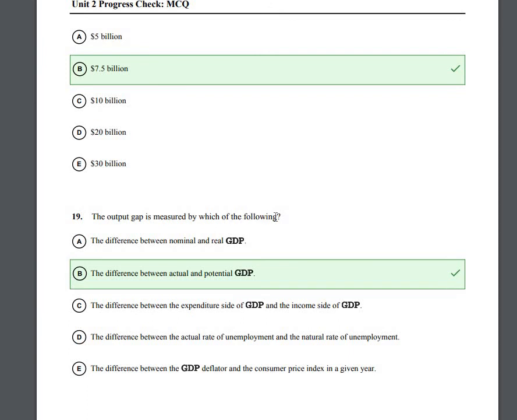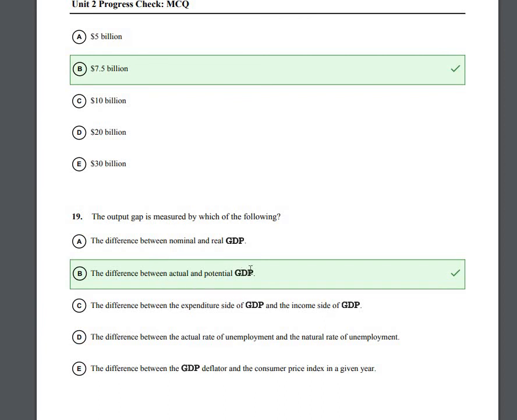The output gap is measured by which of the following? That is the difference between actual and potential GDP. That is actually also another question in the next unit that we address more specifically, so you won't see a question. I don't think I mentioned this in any of the lectures. Essentially, there's such a thing called the potential GDP that economists expect a country or an economy to have. Anything that is different from potential represents an output gap, because output is another word for GDP.